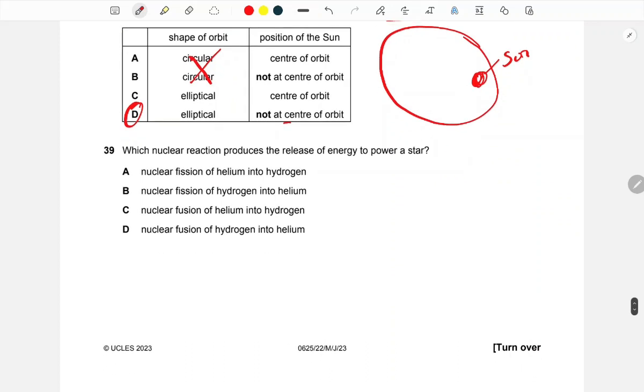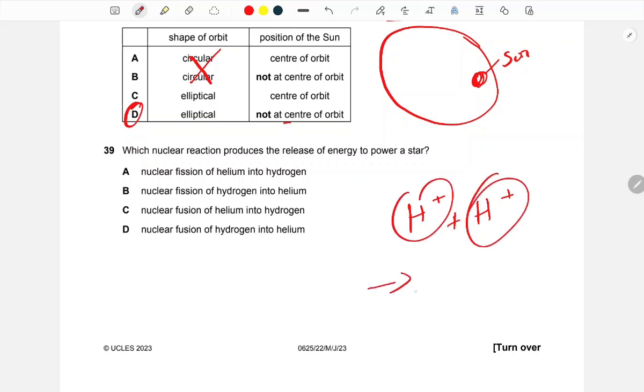Number 39. Which nuclear reaction produces the release of energy to power a star? So it's definitely nuclear fusion. So we have 2 hydrogen nuclei and then they fuse to form a helium nucleus. So we remove A and B. So it's a nuclear fusion of hydrogen into helium. The hydrogen fuses together to form helium.